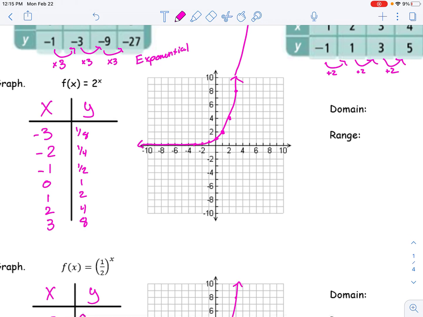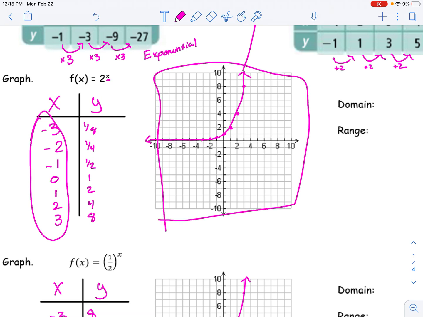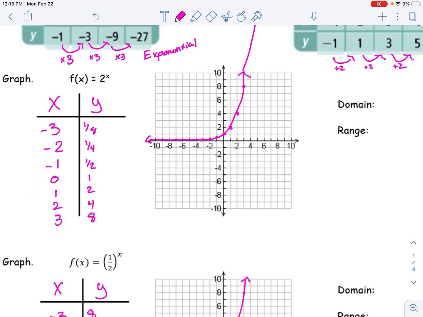and range. Domain is basically asking us, what x values could we possibly put in for x? Well, you can put whatever you want in for that x, whether it's a positive number, a negative number, a fraction, it doesn't matter. So domain, when we're talking about graphs, like this one that we just graphed, when we talk about domain, it's going to be any number that you want it to be. So we call it all real numbers.